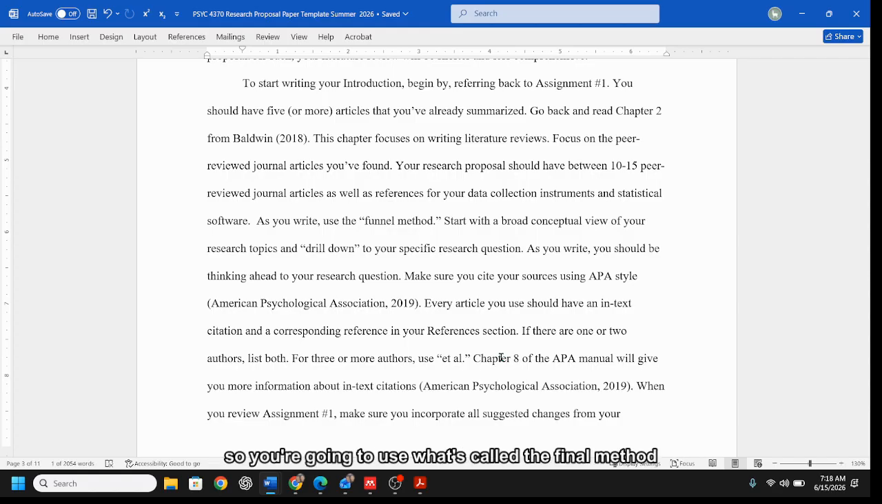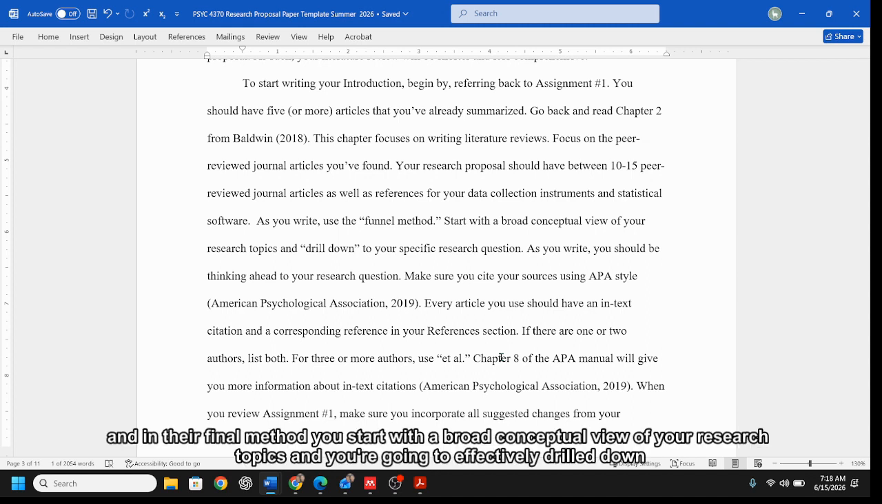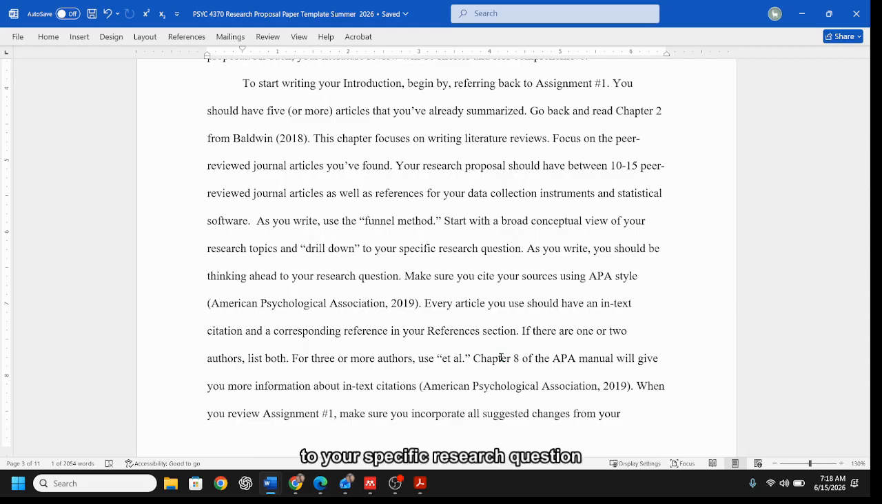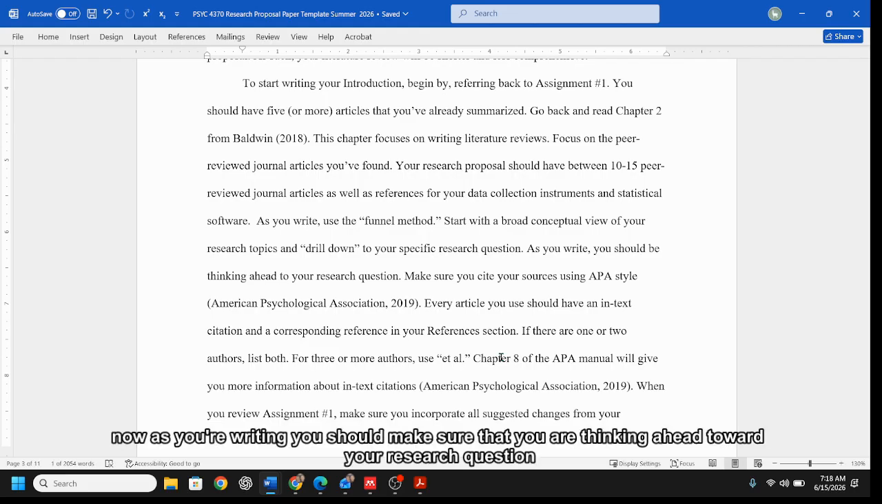So you're going to use what's called the funnel method. And in that funnel method, you start with a broad conceptual view of your research topics, and you're going to effectively drill down to your specific research question. Now, as you're writing, you should make sure that you are thinking ahead towards your research question.